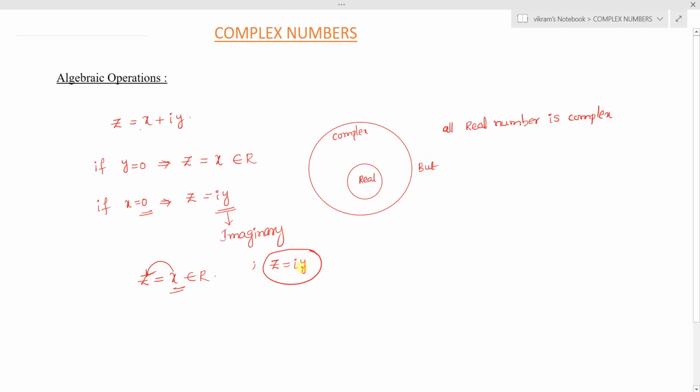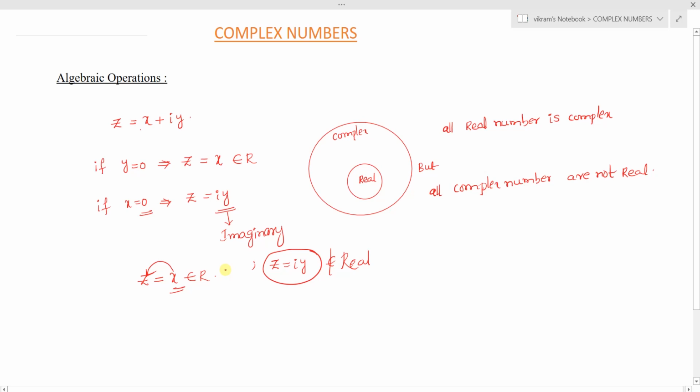But z equals iy is a complex number, but it is not a real number. So all the complex numbers are not real. This is the important one. Every real number is a complex number, but all the complex numbers are not real.